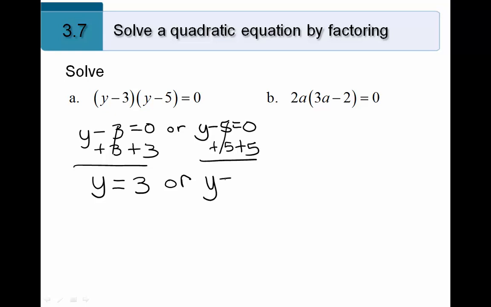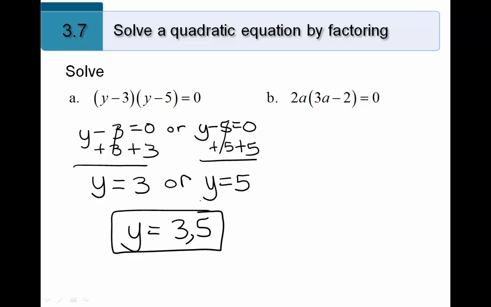So y can also be equal to 5. So notice up above, if I plug 5 in for y, 5 minus 3 is 2, 5 minus 5 is 0, and 0 times 2 is indeed equal to 0. So the solutions to this equation are y can either be equal to 3 or 5. Those are the two solutions to the equation.